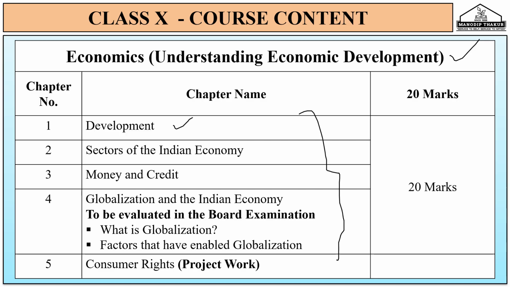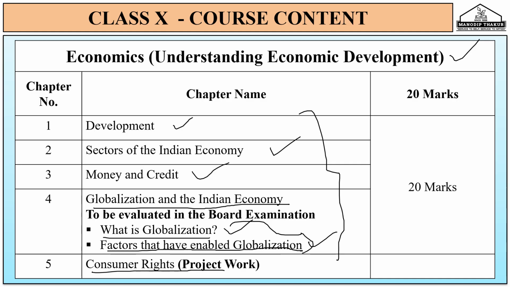The first chapter is Development, the second chapter is Sectors of the Indian Economy, the third chapter is Money and Credit, and the fourth chapter is Globalisation and the Indian Economy. Only two subtopics will be asked in the board exam from it, that is what is globalisation, a definition, and factors that have enabled globalisation. Only these two subtopics will be in the board examination. Consumer Rights will be entirely for the project work. No theory will be asked from this chapter in the board examination.